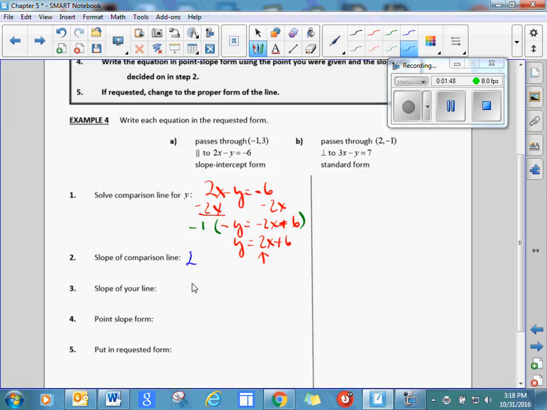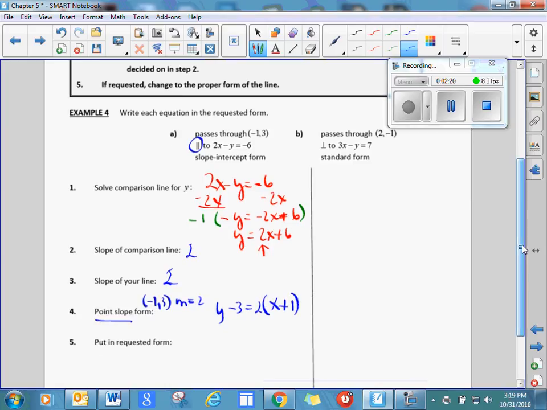And the slope of the line I want, so I go back up here and I say, oh, they're asking me for a parallel line. So my slope is also going to be 2. So now they give us a point on the line, negative 1, 3, and I know my slope is 2, so I'm going to write it in point slope form. So I get y minus 3 equals 2 times x minus a minus 1, or a plus 1.